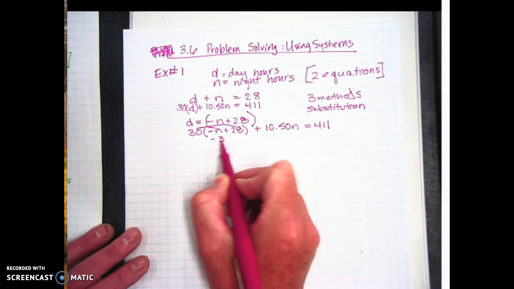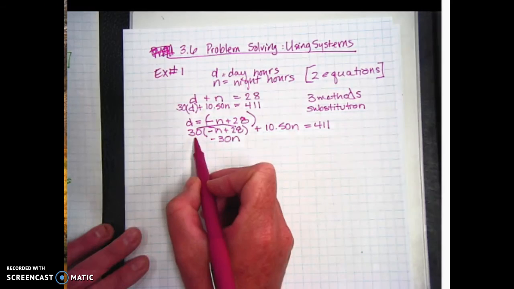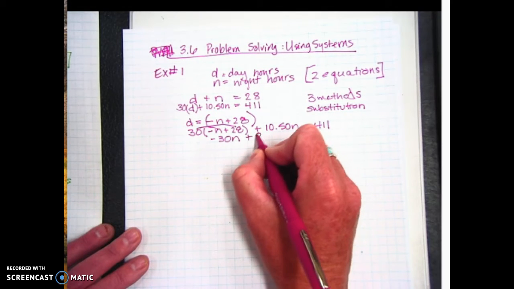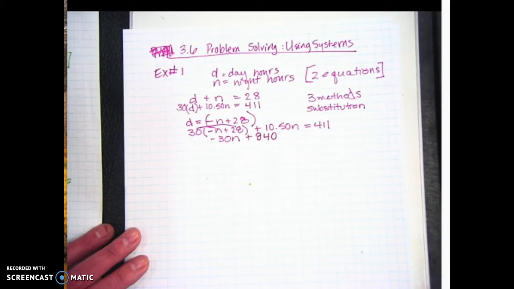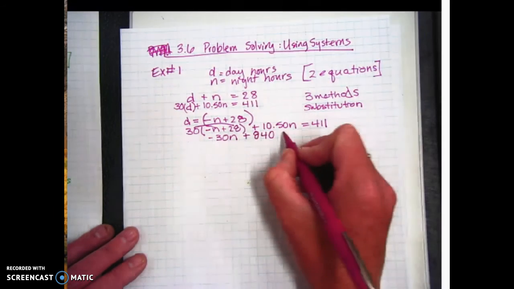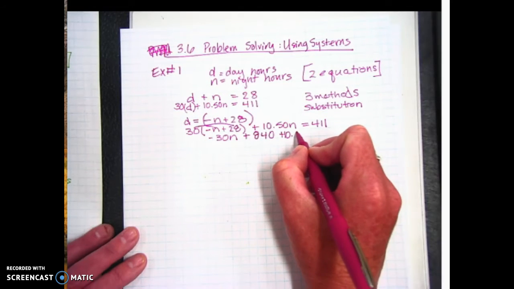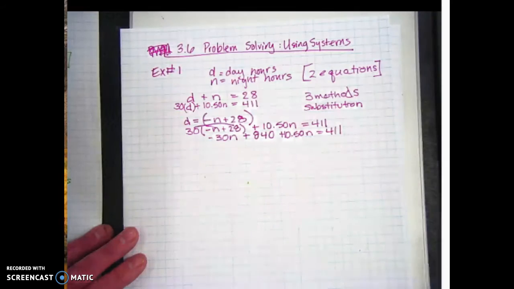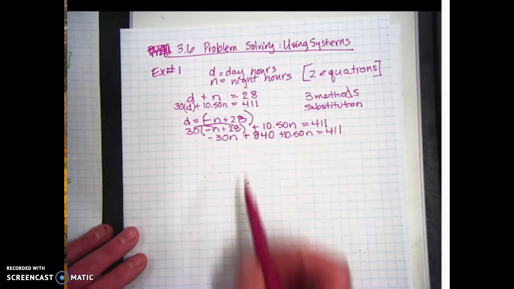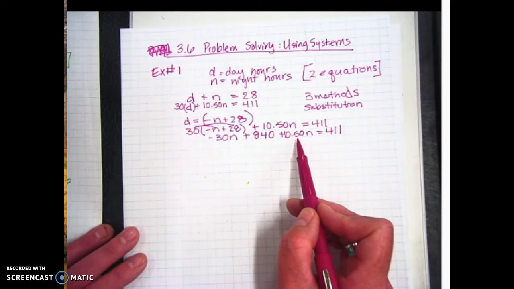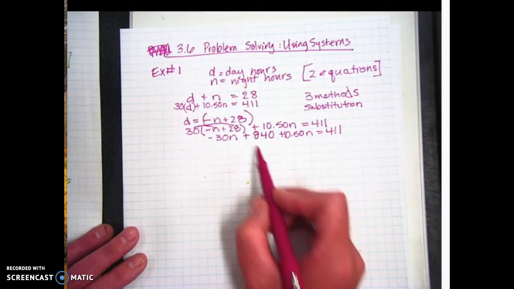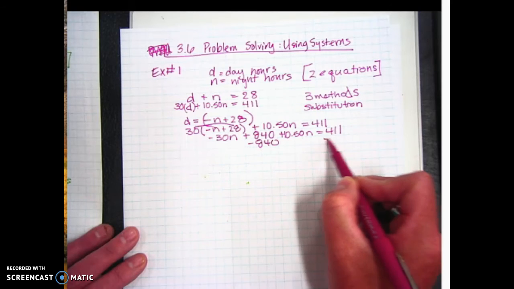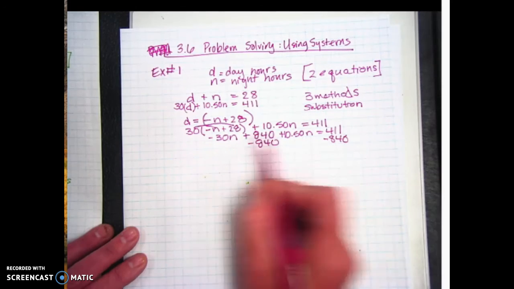That gives me negative 30N. And then 30 times 28, punch it in your calculator. You should get something like 840. And then plus 1050N equals 411. Okay. So now we're going to combine our like terms. We've got negative 30N and plus 1050N. And I'm also going to subtract the 840 from both sides. And this is going to end up being negative, right?